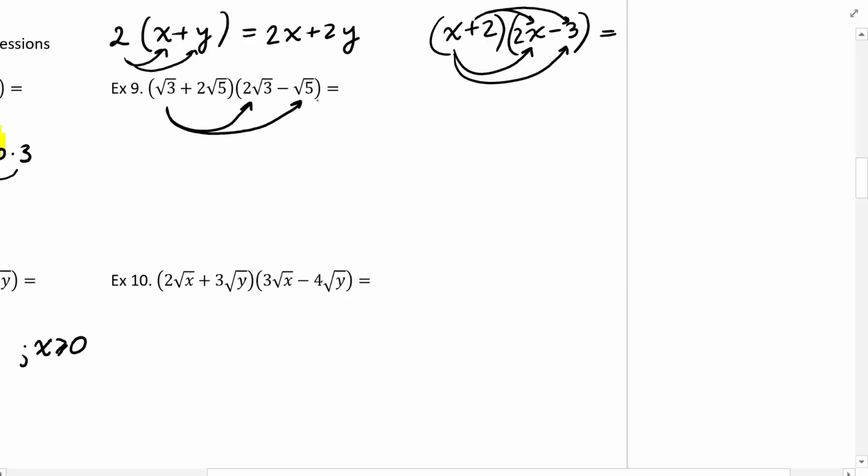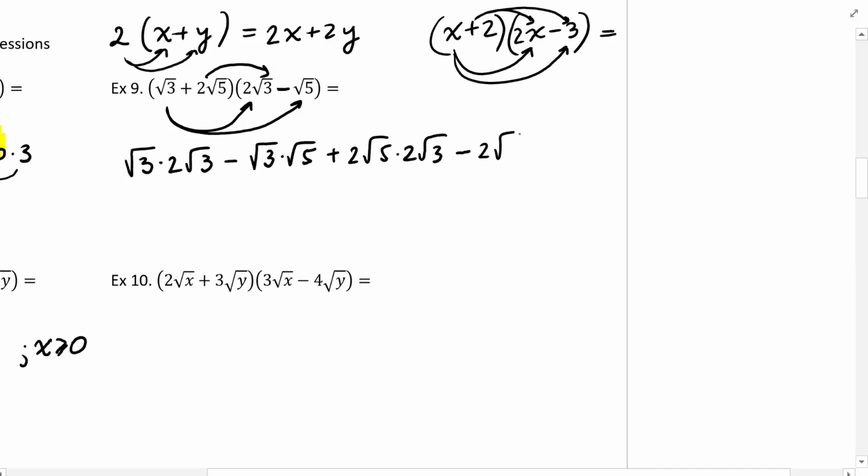So square root of 3 is multiplied with both terms from the second parenthesis. So we have square root of 3 times 2 square root of 3 minus square root of 3 times square root of 5. Now we are multiplying the 2. So because we have pluses there, it's plus 2 square root of 5 times 2 square root of 3. And then plus 2 square root of 5 times negative, it's negative 2 square root of 5 times square root of 5. And all we do here is simplify.